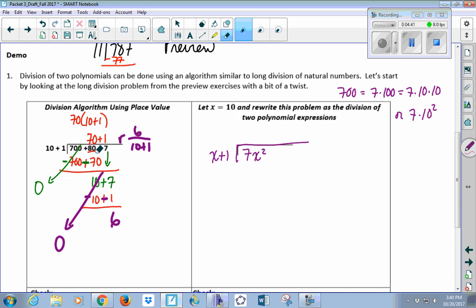Now how would we rewrite 80? Well, 80 is 8 times 10. So if I replace the 10 with x, that would be an 8x. And 7 is 7. There's no 10s.